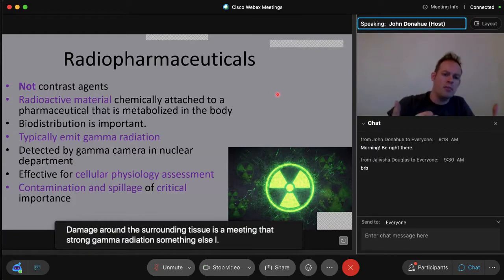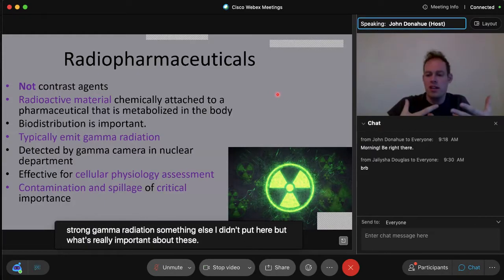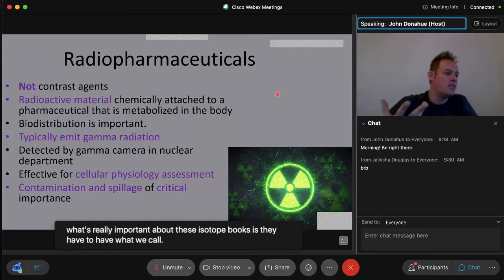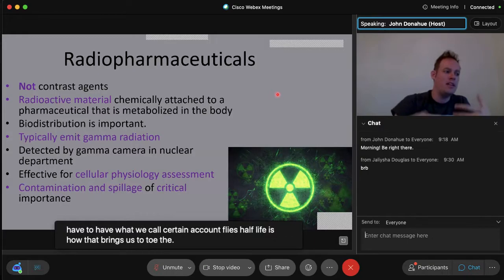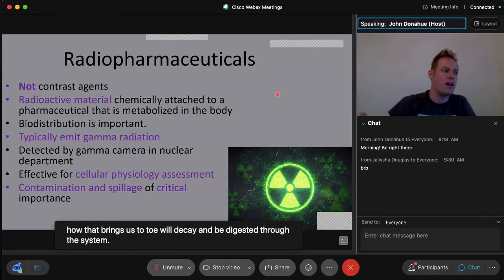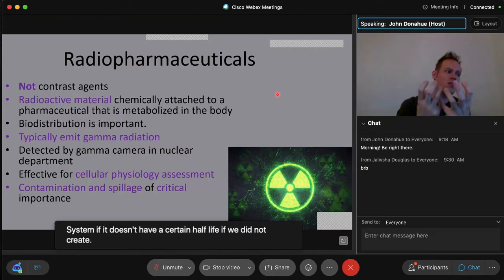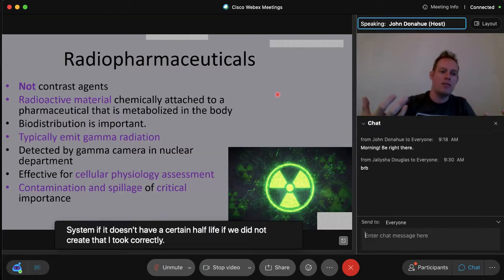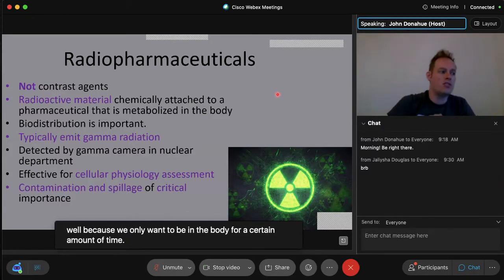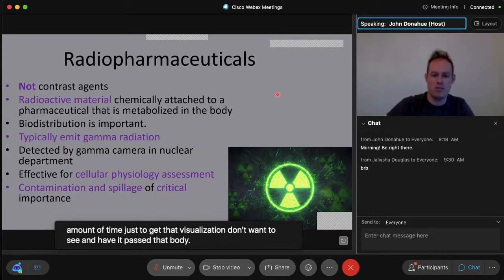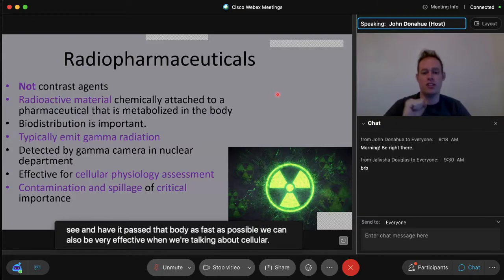Something else I didn't put here, but what's really important about these isotopes is they have to have what we call certain half-lives. Half-life is how that radioisotope will decay and be digested through the system, absorbed through the body system. If it doesn't have a certain half-life, if we do not create that isotope correctly, it can cause severe damage as well because we only want it to be in the body for a certain amount of time just to get that visualization of what we want to see and have it pass through the body as fast as possible. It can also be very effective when we're talking about cellular physiology assessments.